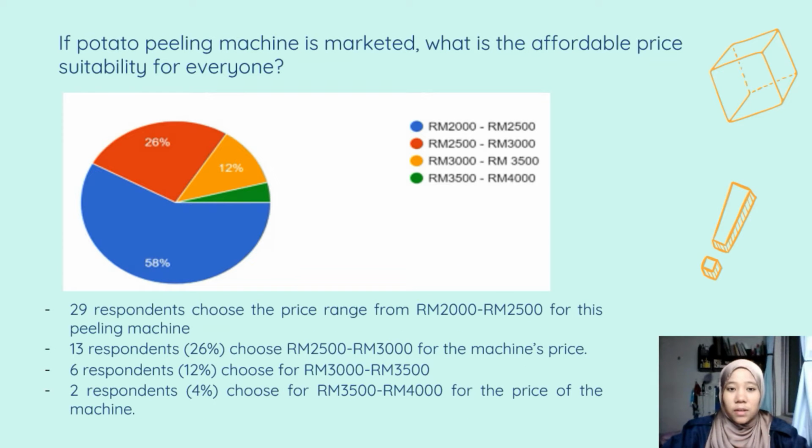As you can see, this figure demonstrates the percentage of respondents on the machine price. Around 29 respondents chose the price range from RM2000 to RM2500 for this peeling machine, while 13 respondents chose RM2500 to RM3000. Next, 6 respondents, which is 12%, chose RM3000 to RM3500, and the rest of the respondents chose RM3500 to RM4000 for the machine price.